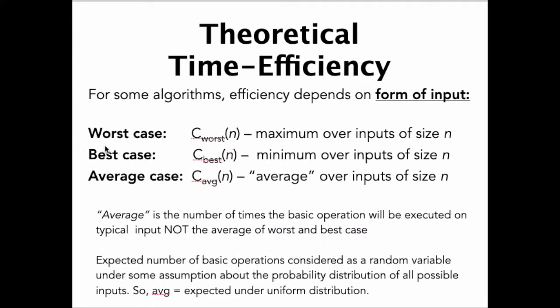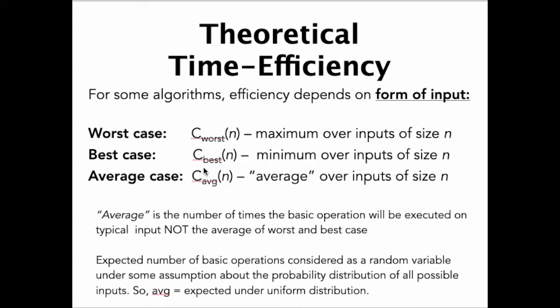So again, we have three different cases. And we have the worst case, the best case, and the average case. We say it's the worst case analysis for the worst input. So yung count natin is the worst, meaning that's the maximum over input size of size n. It's the best if it's the minimum over input size of n, and the average is the number of times the basic operation will be executed on a typical input. So hindi ito yung average between the worst and the best.